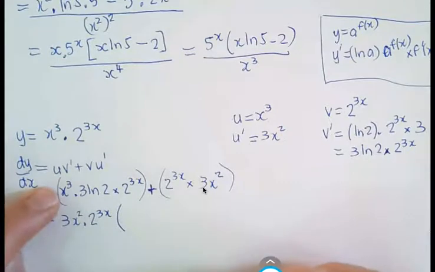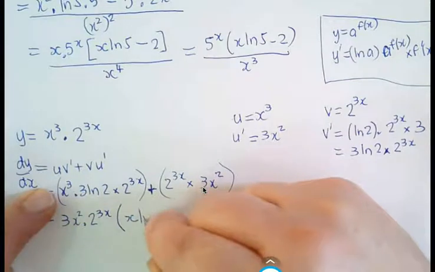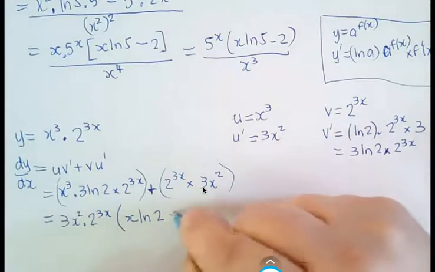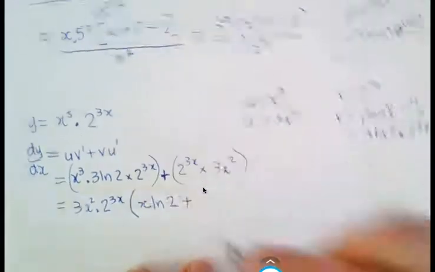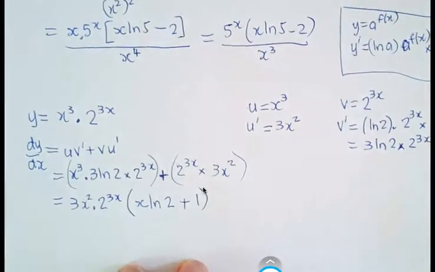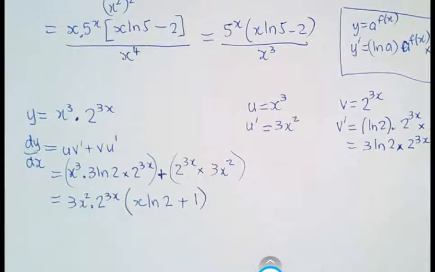What am I missing? The 3 is in. An x and an ln 2. I've got the rest. Plus. Now, if that is identical to this, what do I put here? Plus 1. I know that looks horrible.